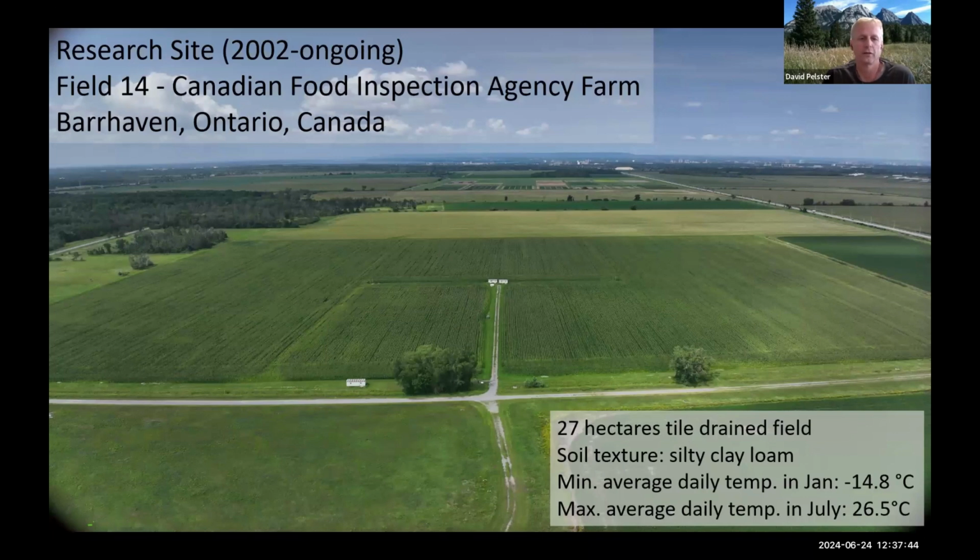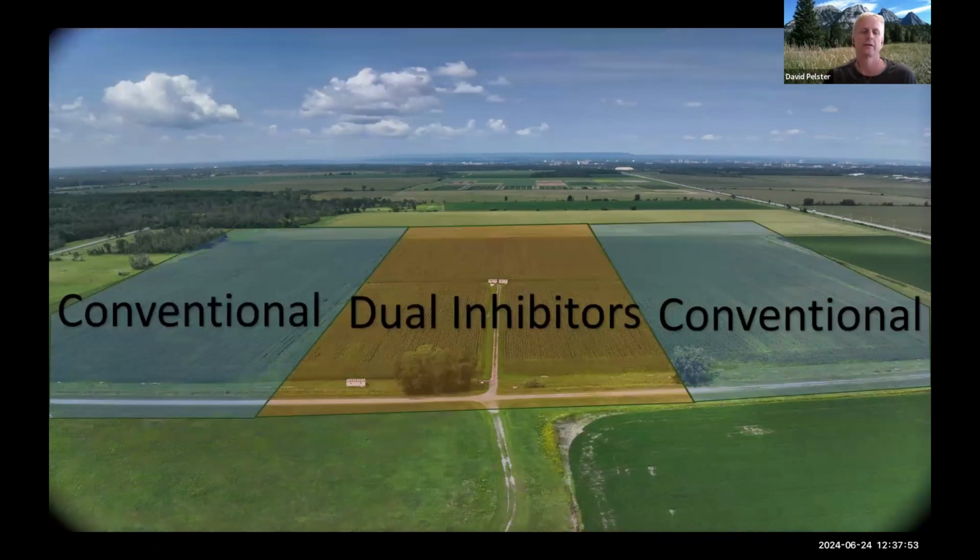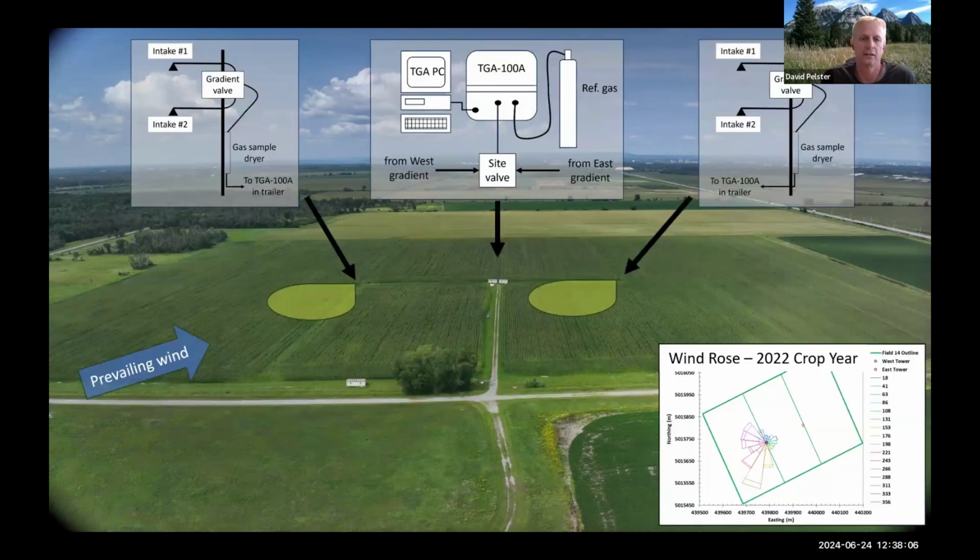So the 3 sections that we have, you can see it's split into 3 different sections. The conventional treatment is on the edges, and then you have the dual inhibitors used in the field in the center.